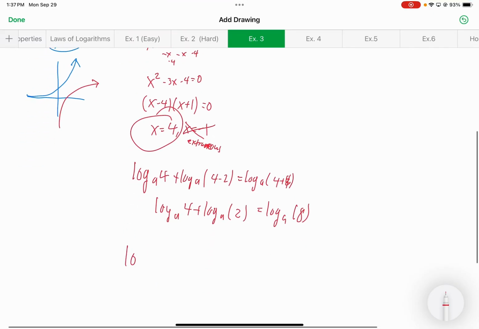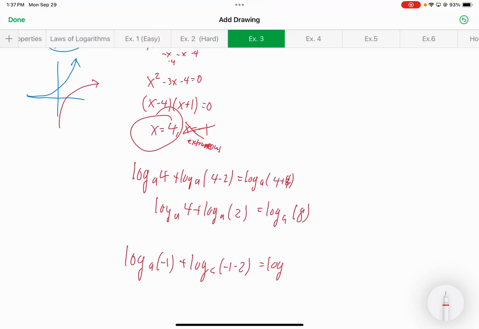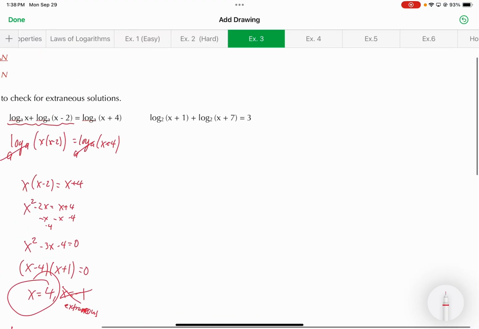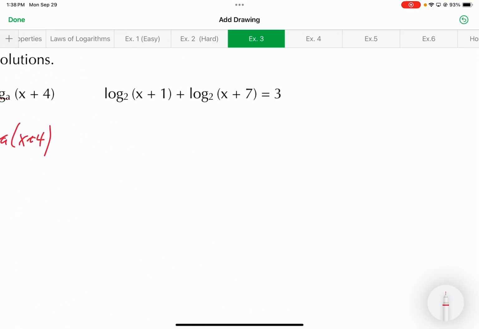However, if I plug in negative 1, I would have log base a of negative 1, which alone is an issue, and then log base a of negative 1 minus 2 equals log base a of negative 1 plus 4. I cannot take the log of a negative number. So this gives me a solution that does not exist. So that's why I can't do negative 1. So anytime you have a log of a negative number, now you can get a negative x, but when you plug it back into your log, it has to be positive inside. If it's not, it doesn't exist. Okay? All right.